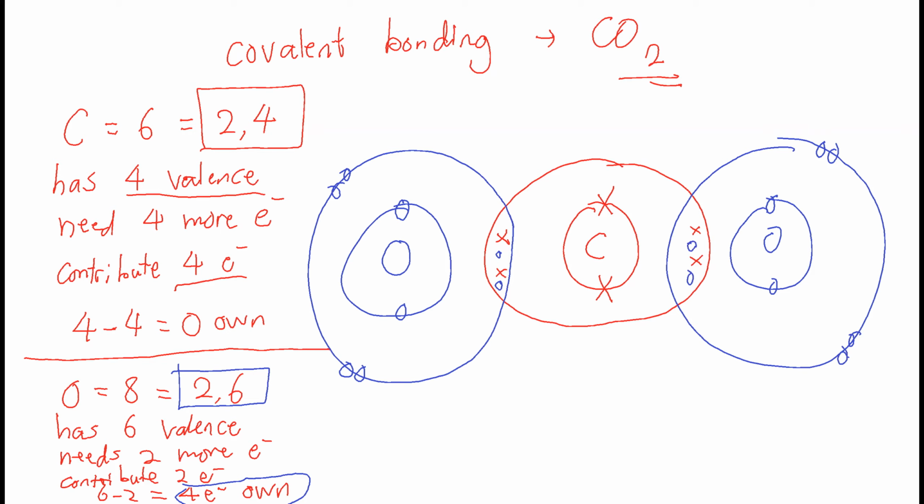Now notice there are 2 pairs of electrons in each covalent bond. So a covalent bond is denoted by a single solid line. So each line represents a pair of electrons. So 2 pairs of electrons, 2 lines. So this is the simplified model of the carbon dioxide molecule.